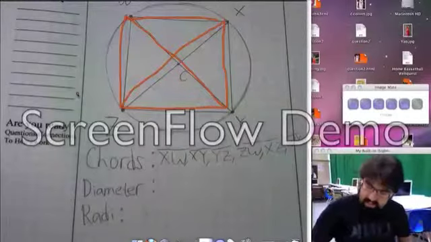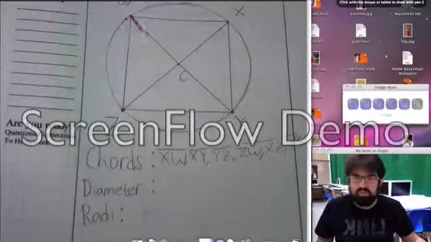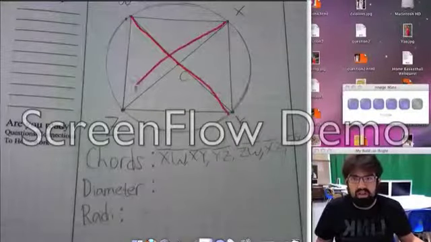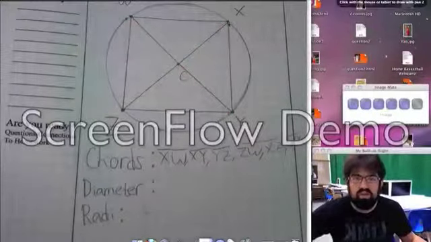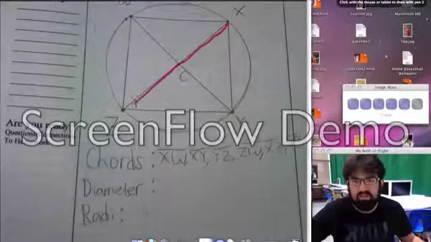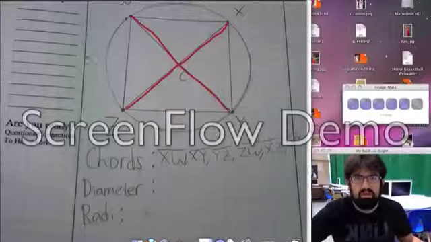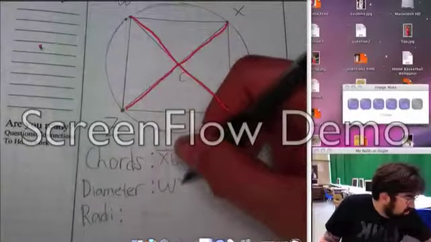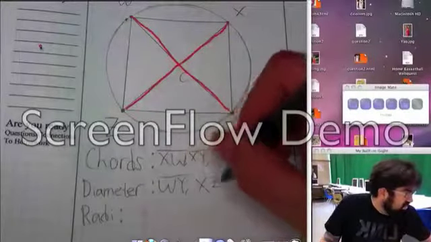Get psyched. What about diameters? Well, there's only 2 of those. We already named them, WY, XZ. Please draw that a little bit better. I want to do that again. We got time. That's better. Here we go. So what do we got? WY and XZ. There we go.